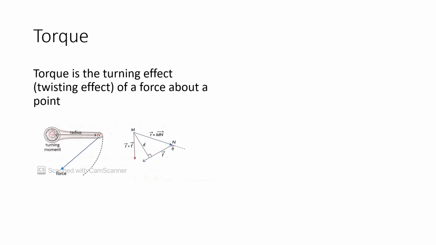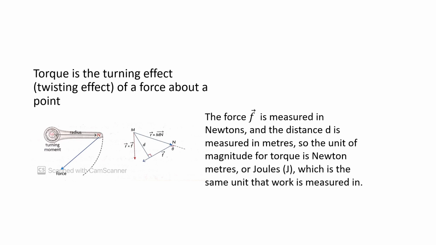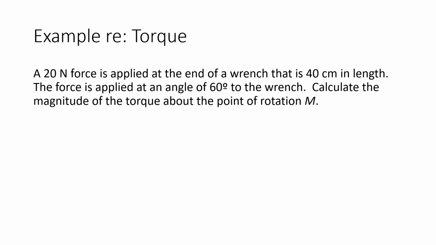Now, finally, we'll talk about torque. Torque is the turning effect of a force about a point. And in the diagram shown, the torque of the force F about the point M is defined to be the vector r cross F. And the magnitude of the torque is the product of the magnitude of the force and the distance d. Now, the force is measured in newtons and the distance d is measured in meters. So the unit of magnitude for torque will be newton meters, or in other words, joules, which is the same amount that work is measured in.